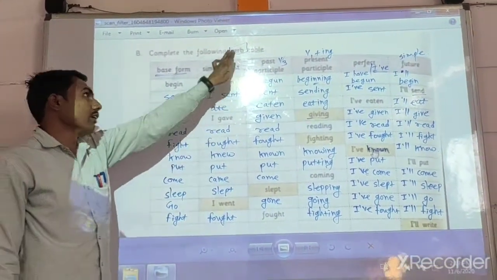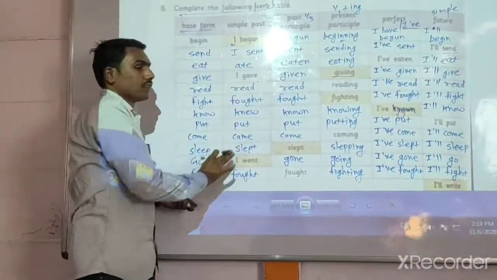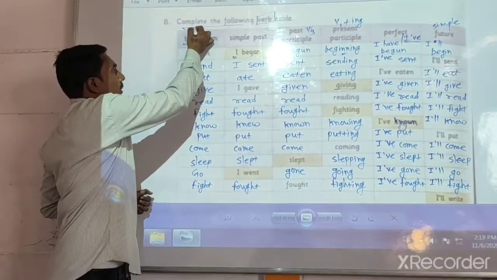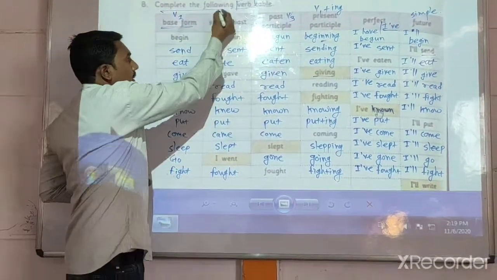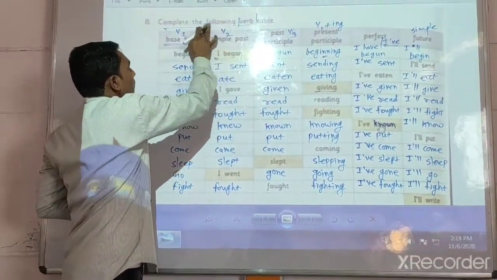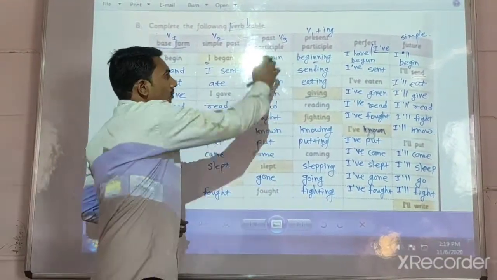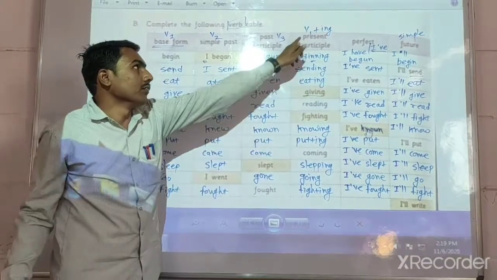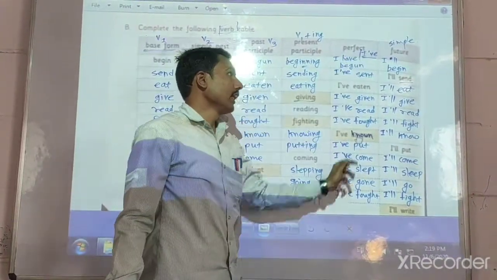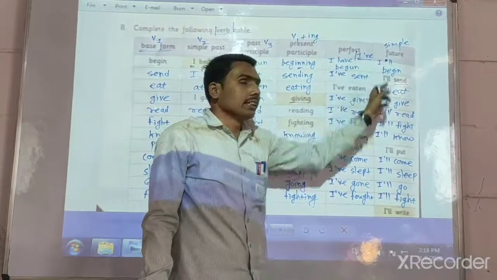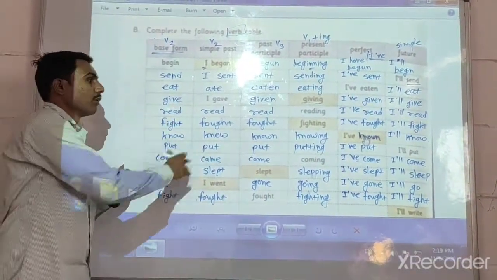Okay, chart or table with the following verbs. Okay, look here. This form means verb first form. Remember this. Then simple past means verb second form. Okay. Then past participle means verb third form, and V-ing present participle, perfect tense, present perfect tense, and simple future tense. I hope you understood this table, verb table.